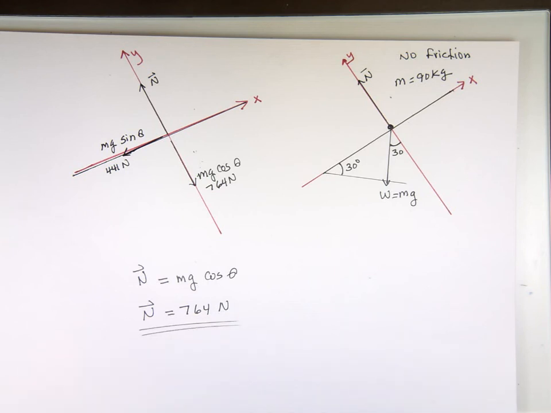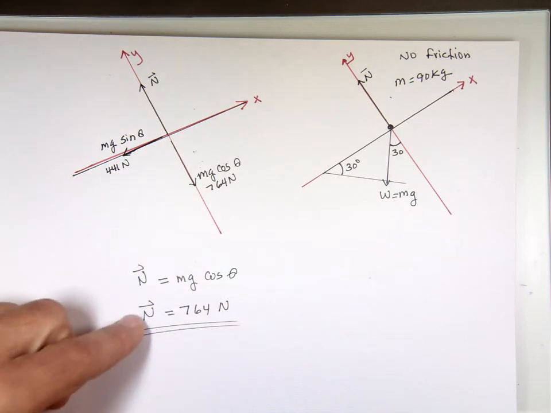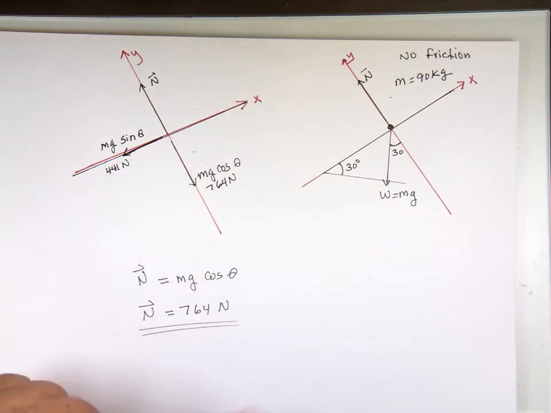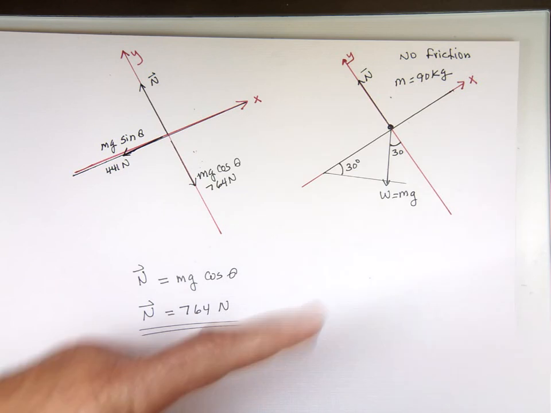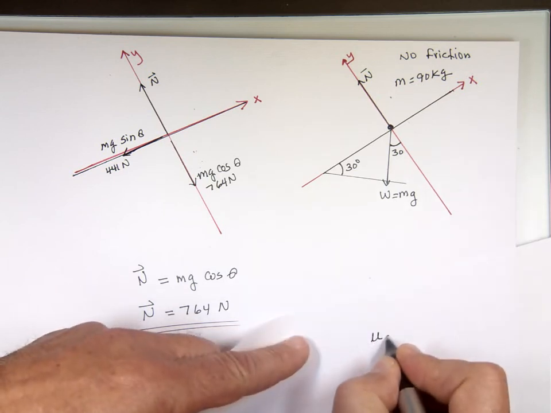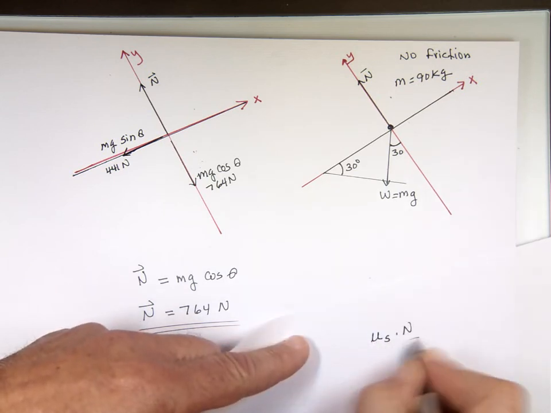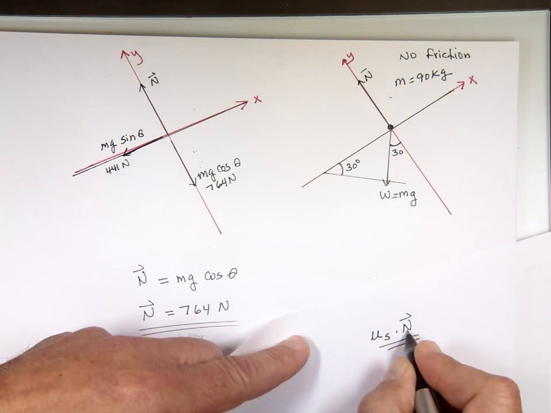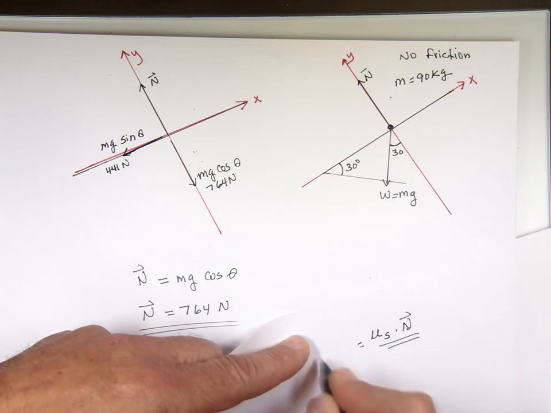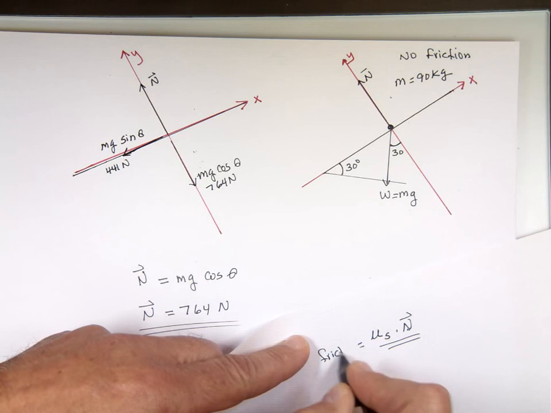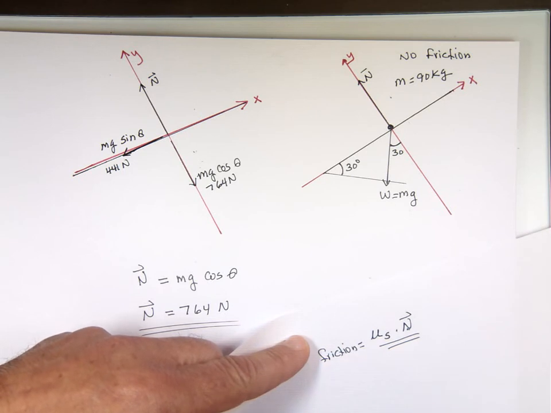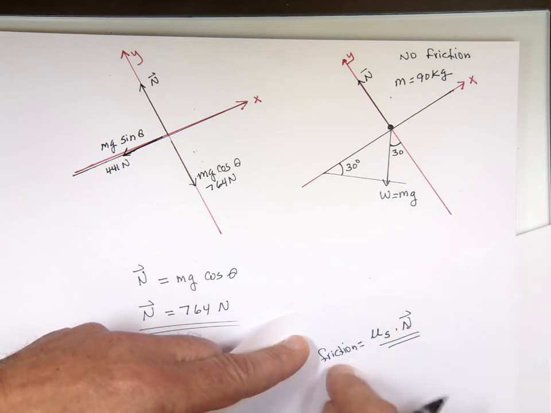Again, why am I interested in the normal force? Because that's the value I need to use to calculate the friction force. You will see in next class when we bring in friction, I'll say the friction force equals some coefficient of friction times the normal force. So I need to know what the normal force is. The bigger that number, the more friction force you're going to have. The smaller the normal force, the less friction you're going to have.